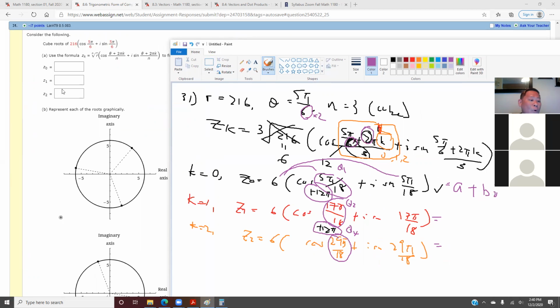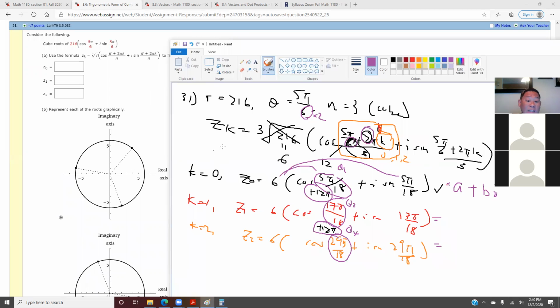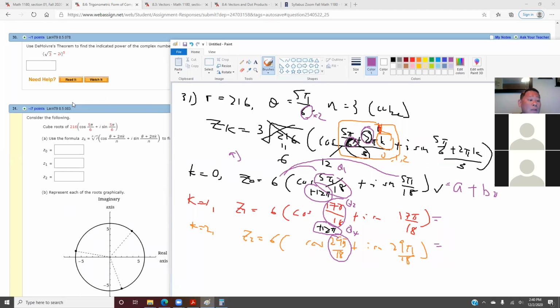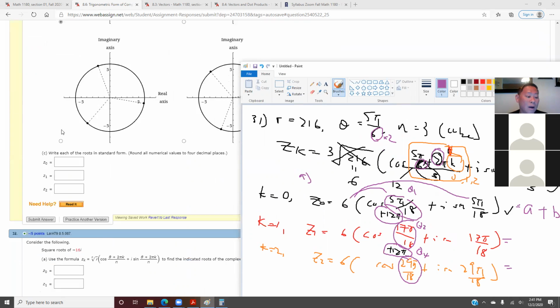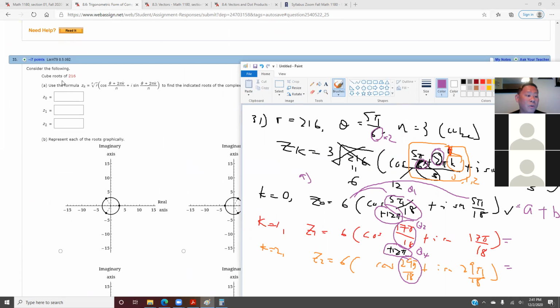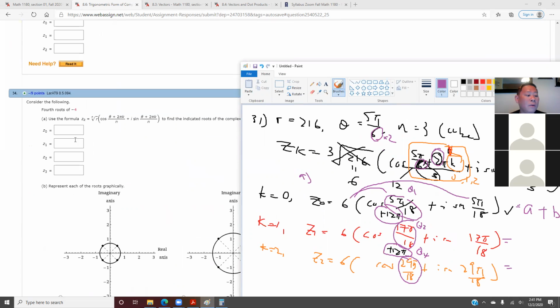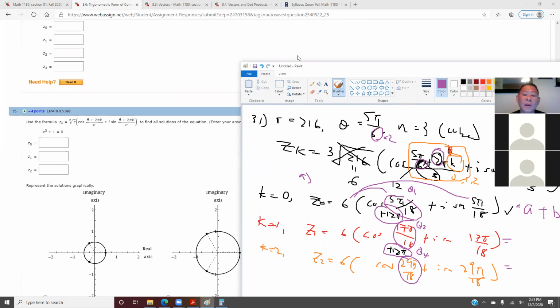In the test, I won't ask you question B, I won't ask you question C. I will just ask you question A. So in your finals, you only get the A part here. You just need to find Z0, Z1, and Z2 for a cube root. For a square root, you only find 2. For a cube root, you need to find 3. For a fourth root, you need to find all 4. So the more roots you have, the more you have to do.